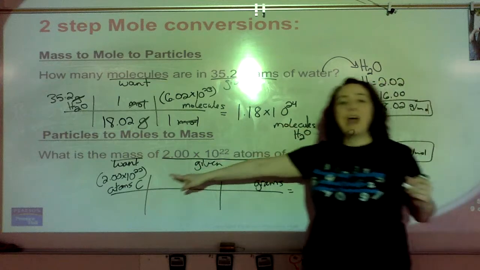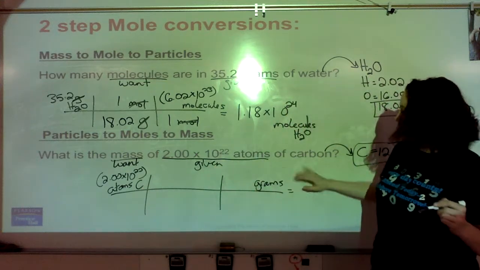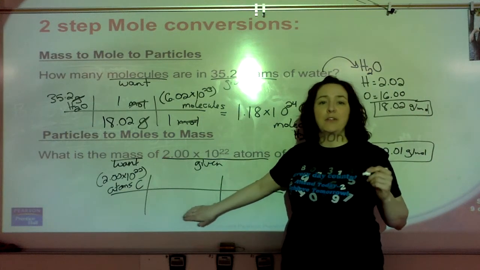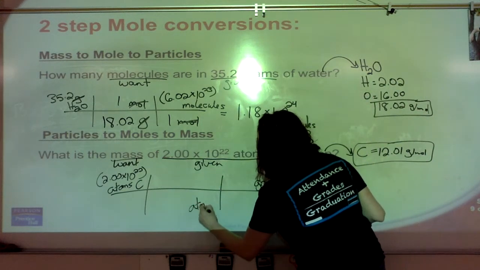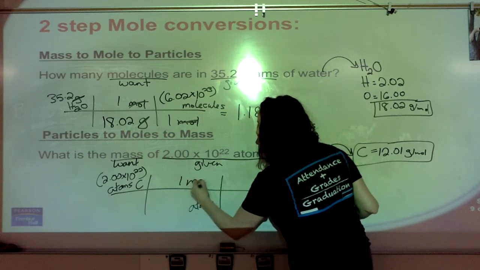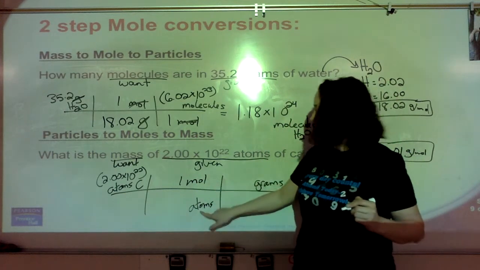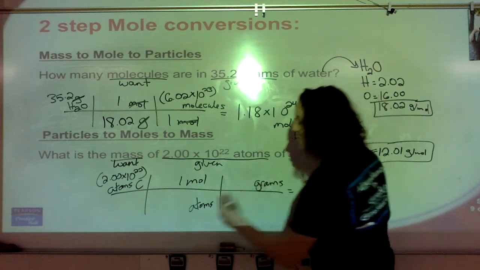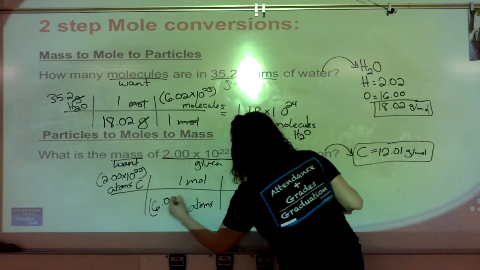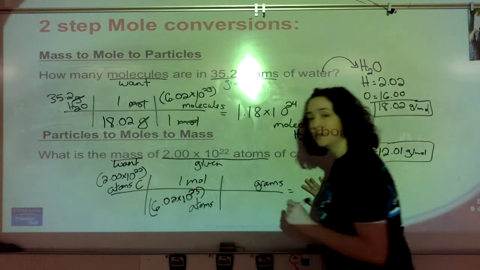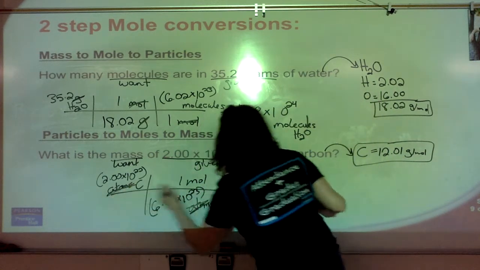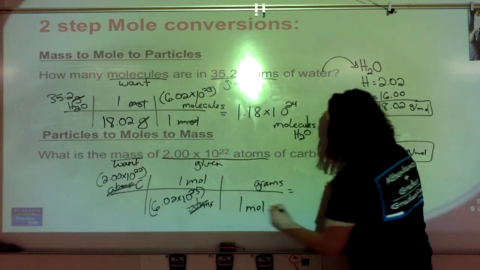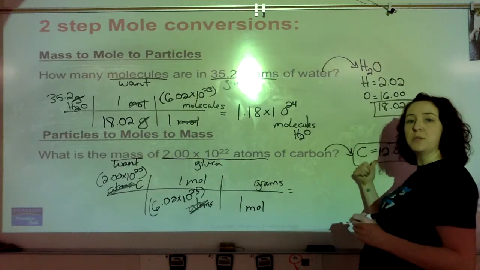All right, so we have atoms. We want mass, so I'm going to go ahead and put grams. All right, so for my first conversion, I need to get rid of atoms, and I've got to get to mole. So 1 mole goes on top. Atoms is a type of particle, so Avogadro's number is going to go on the bottom. So atoms cancel out. Okay, now I need 1 mole to cancel out, so he's going to go on the bottom. And next to grams goes the molar mass.